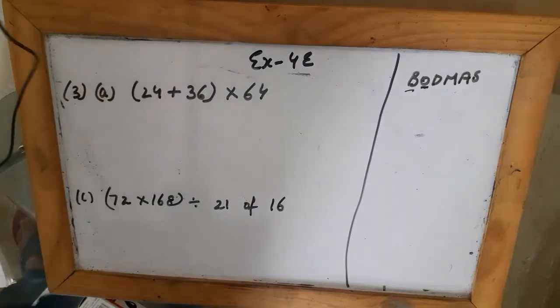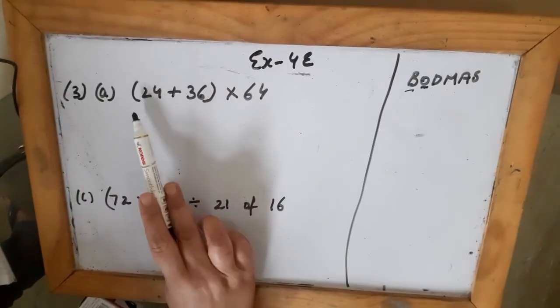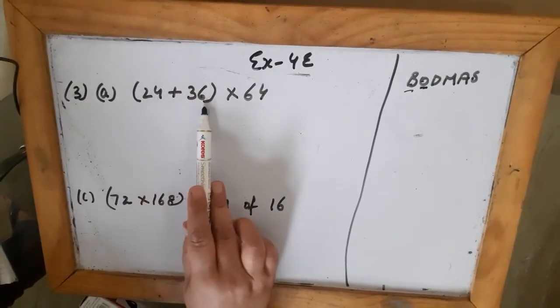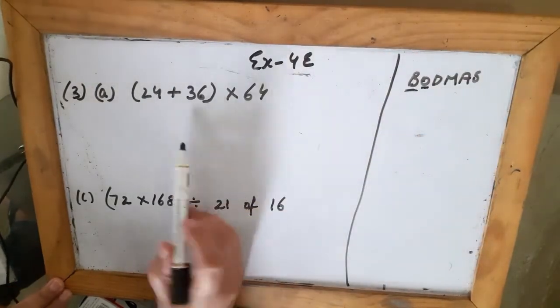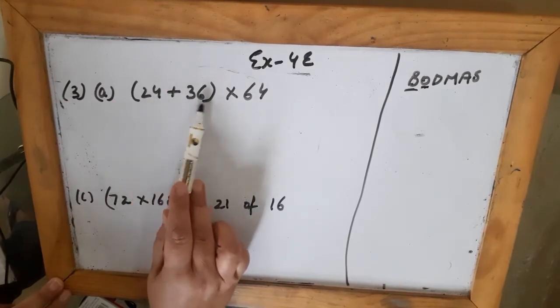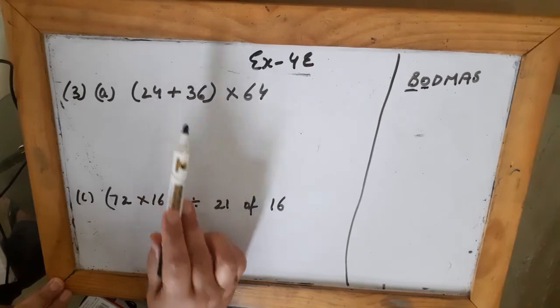The third question, as you can see, A part, you have a bracket, a multiply, a plus, and a bracket. So according to the BODMAS rule, first I will solve the bracket. Whatever is inside the bracket, like 24 plus 36, you have to add them first.